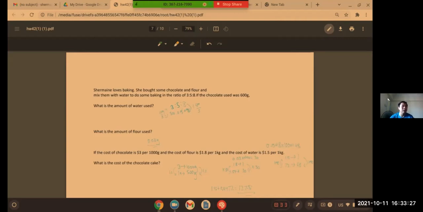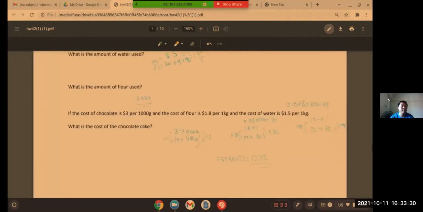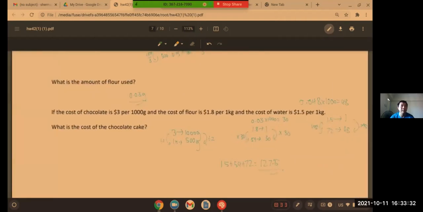Can you zoom in a little bit on the last part, cost of the chocolate cake? Yeah, this part. Yes, please. Okay, stop there, please. Can I ask you, this one is 30 what? This is 30 kg, right? I'm confused. This 0.03 times 1,000, this is 30 gram or 30 kilogram? Okay, stop. Can you go back to the question above?